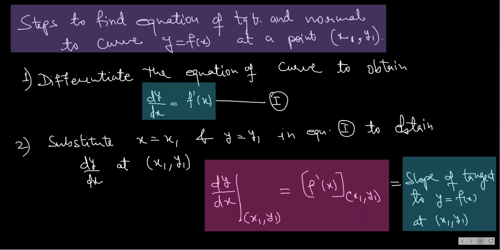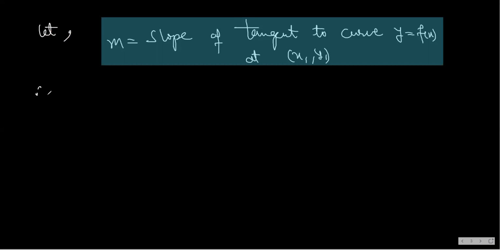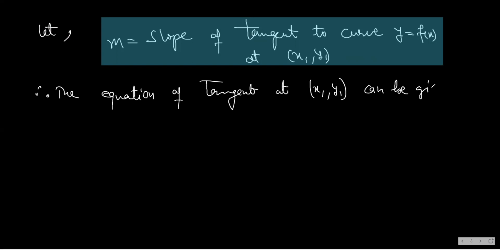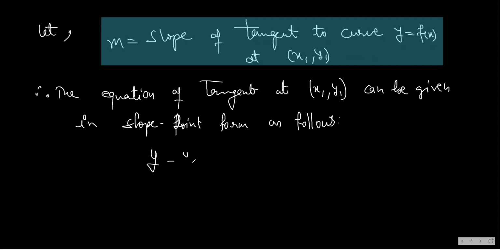Therefore, I write here, the equation of tangent at x1, y1 can be given in slope point form as follows: y minus y1 equals m into x minus x1. We got the equation of the tangent.